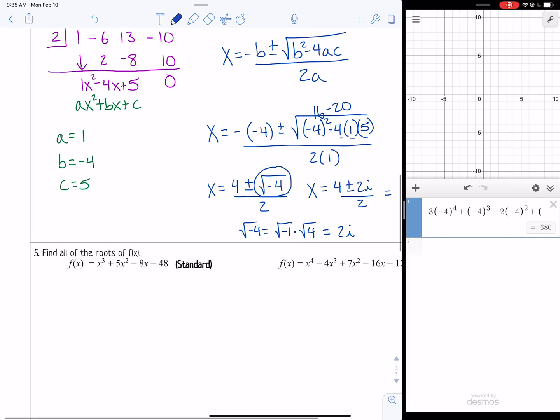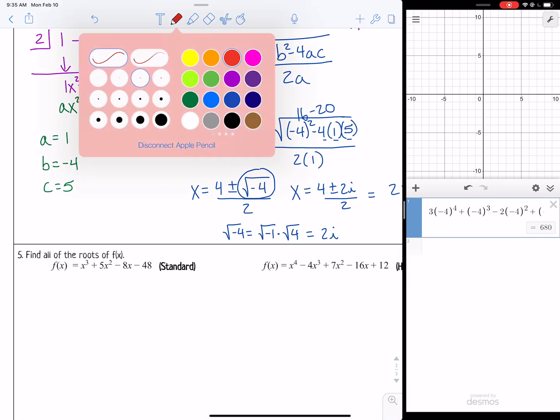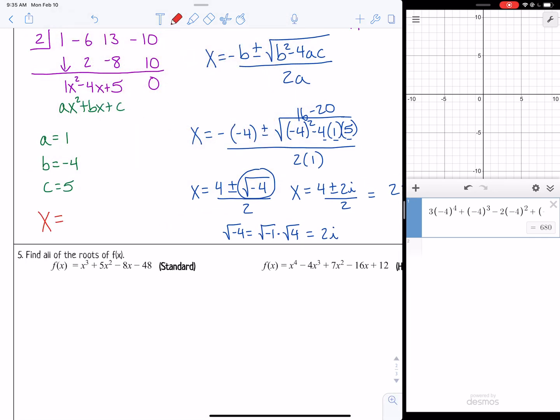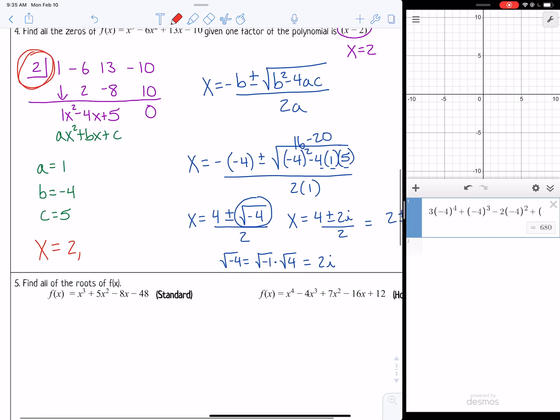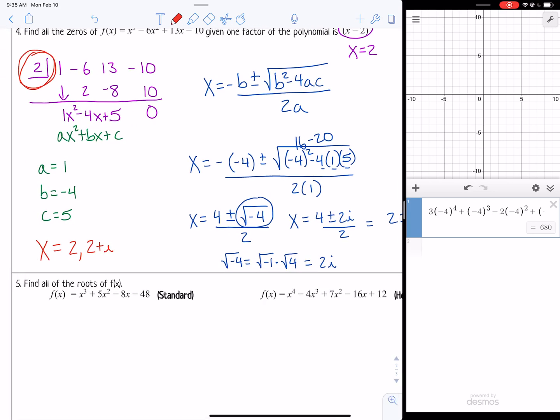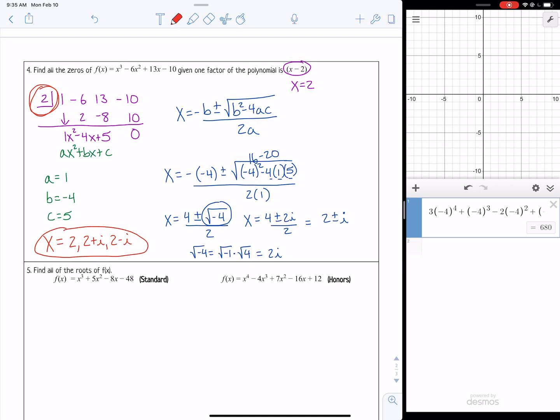And then I think we didn't put a place there for your roots. So let's just put them all together now. So x equals, the root that you started with was the 2. And now you have the other 2 because we needed 3 all together. And so that would be your final answer for number 4. So you've got to do synthetic division and then quadratic formula to get your 3 roots.